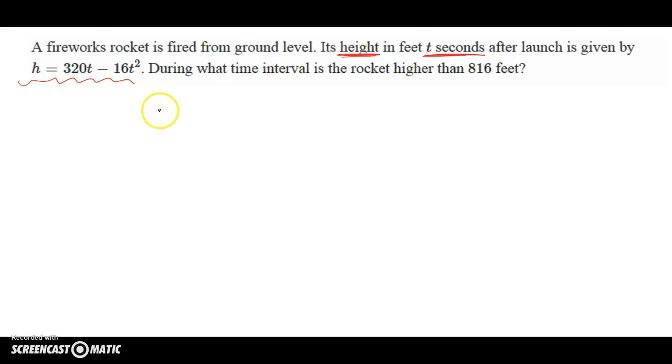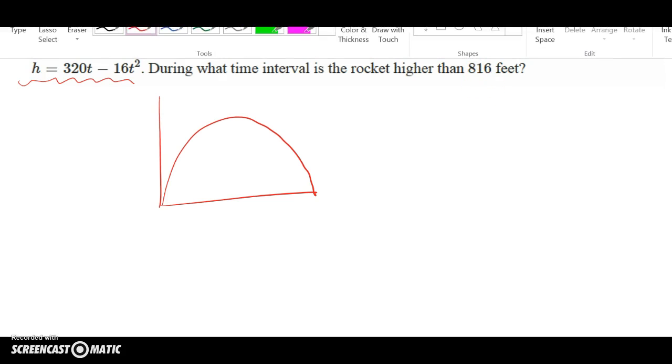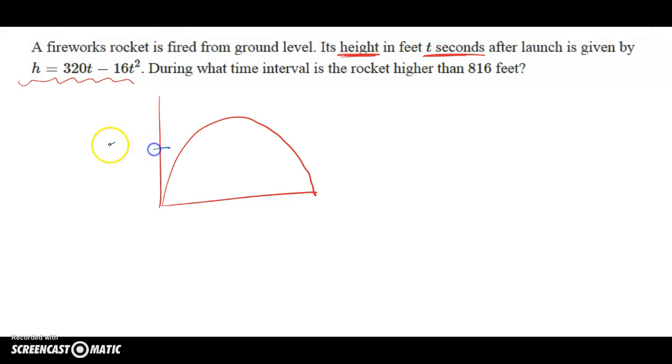So roughly speaking, in our head we should be thinking it was fired from the ground. If it's a parabola opening downwards, because it's a negative 16 in front of the t squared, it's going to look something like that and probably fall down. And they want us to know during what time interval the rocket is higher than 816 feet. So at some point we must have 816 feet, and we're interested in finding during what time that happens.